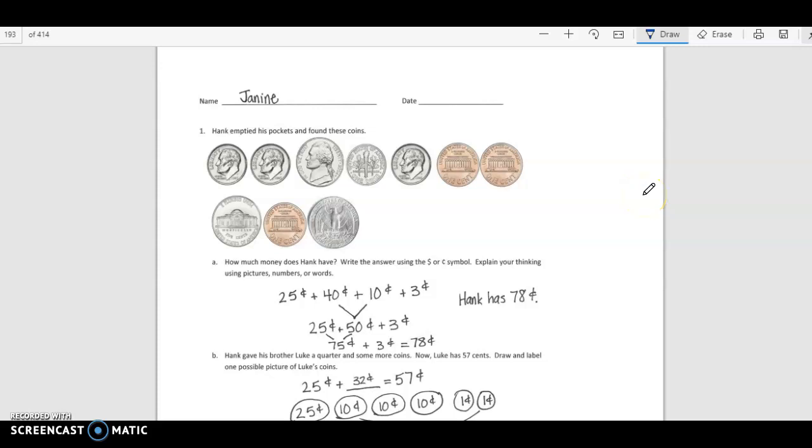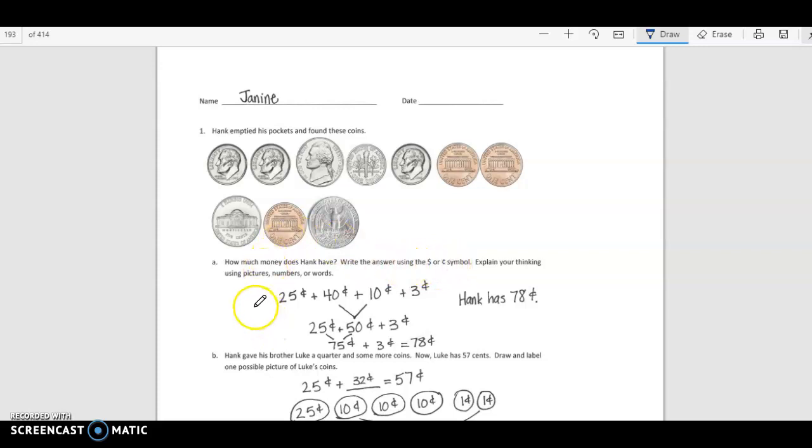Good morning, everyone. Today I want to go over the mid-module assessment so we can review it and make sure you know where you might have gone wrong if you got some problems wrong. So number one, Hank emptied his pockets and found these coins. How much money does Hank have? Write the answer using the dollar or cent symbol.